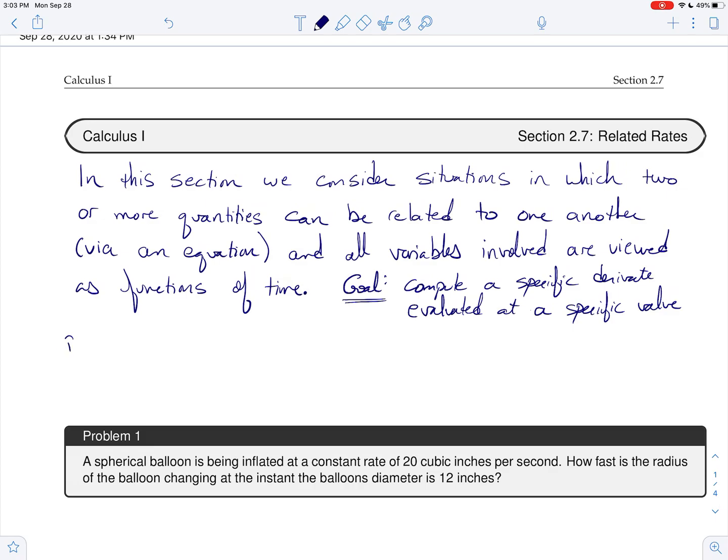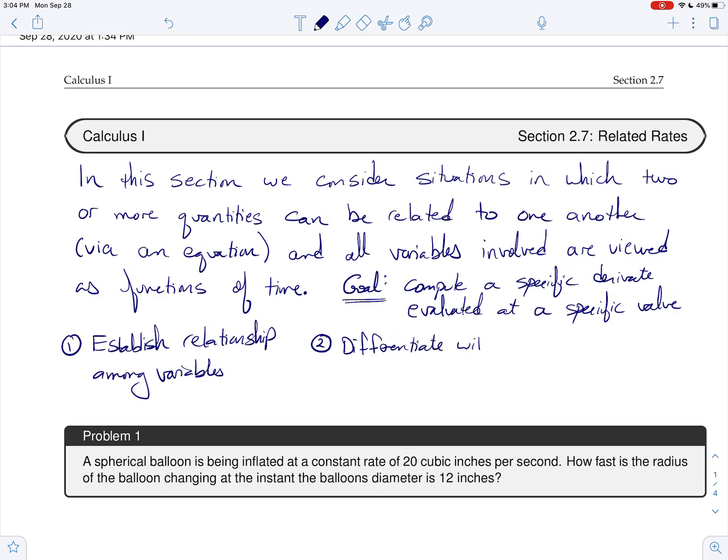And so the key flow is going to be step one. You want to establish a relationship among your variables, and this is usually going to happen via an equation. Step one is looking for an equation or equations plural. Step two is you want to differentiate, and you're differentiating with respect to time, t. T is going to be our main variable. Remember, we're assuming everything is a function of time. Everything is a function of t.